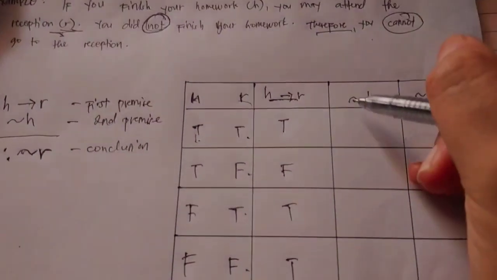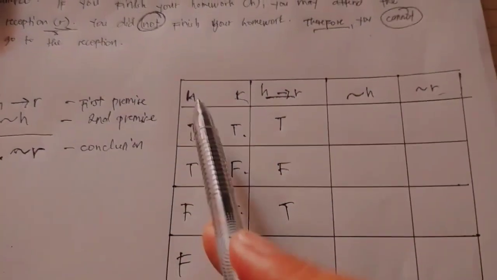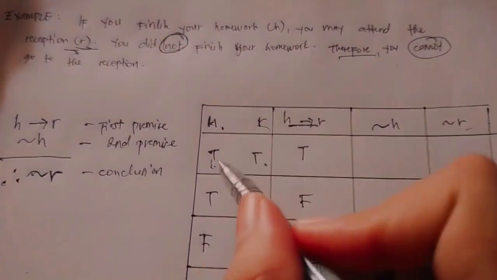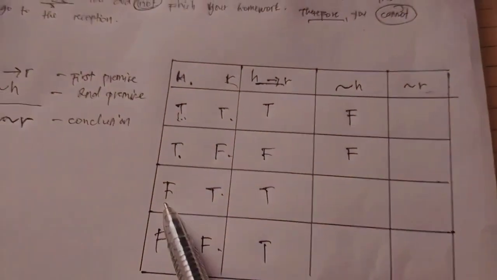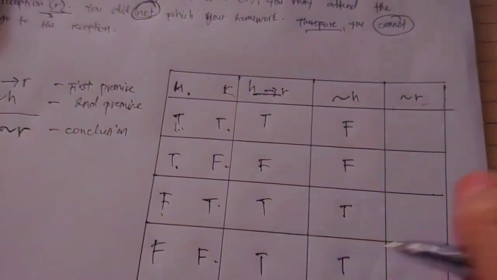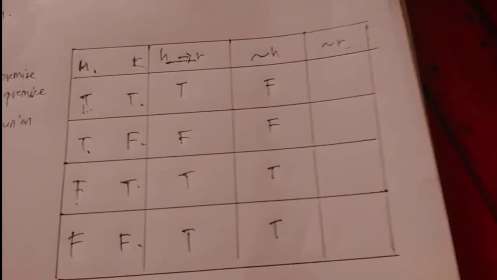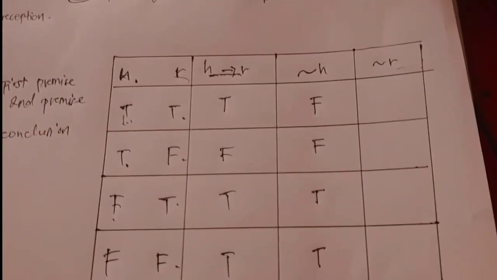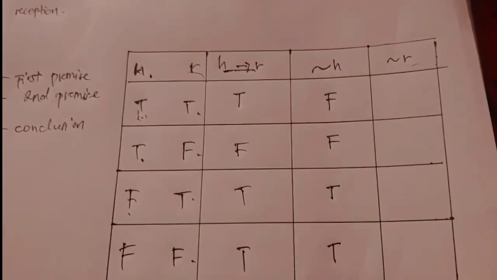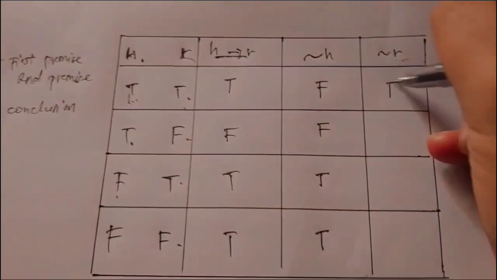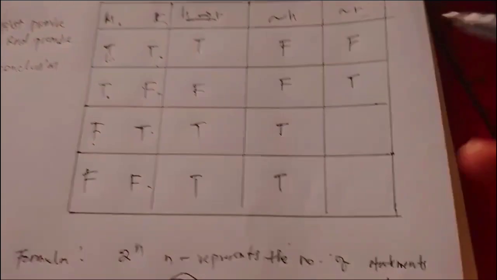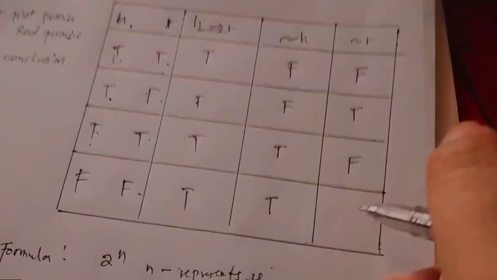And the second premise is simple. It is the negation of H, so we can refer to this column. If it is true, then the negation is false. If it is true, the negation is false. And if false, this is true. Then false, then true. So let's move on to the negation of R. Now the conclusion is the negation of R, which means the opposite of R in the first column. So we can refer to R here, then its opposite. True becomes false. False becomes true. True becomes false. And false becomes true.